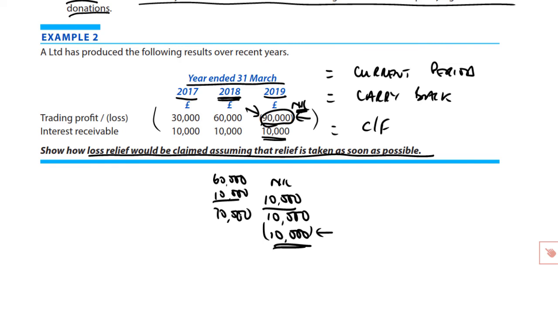How much loss do we still have available? We started with 90,000, we've used up 10,000, we still have 80, more than sufficient to cover all of that 70,000 and bring again our profits down to nil. On your loss memorandum, you'd show the use of the 10, the use of the 70, out of the original 90, thus leaving £10,000 to carry forward. What do you carry it forward against? Against the future total profits. But future total profits where partial claims would be available to you.